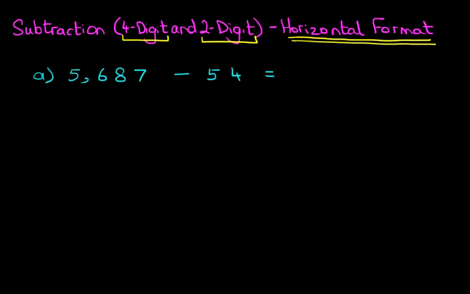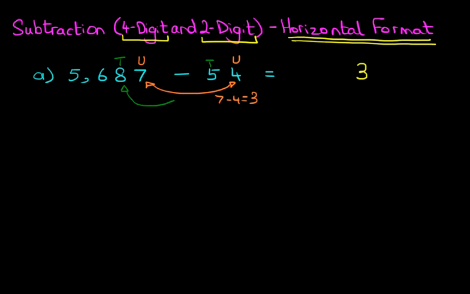Now in this example we're going to start with the units. Let's label them. We've got 7 minus 4. Let's write this down. 7 minus 4. 7 minus 4 is 3. So we can write this down. That's the units, 3. Now how about the tens?